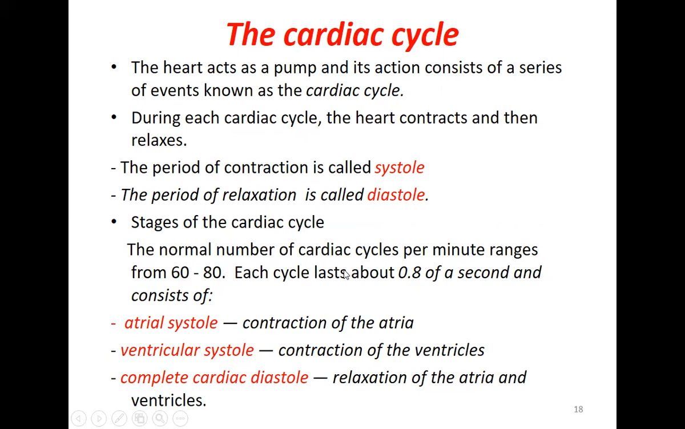Each cycle lasts almost 0.8 second, because if it is 60, then it is almost 1 second, and if it beats 80 times, it is less than 1 second, 0.8 second. Each cardiac cycle consists of atrial systole, ventricular systole, and complete cardiac diastole. These are the three stages. If you go into much more detail there is more, but if you know even systole and diastole, it is more than enough.